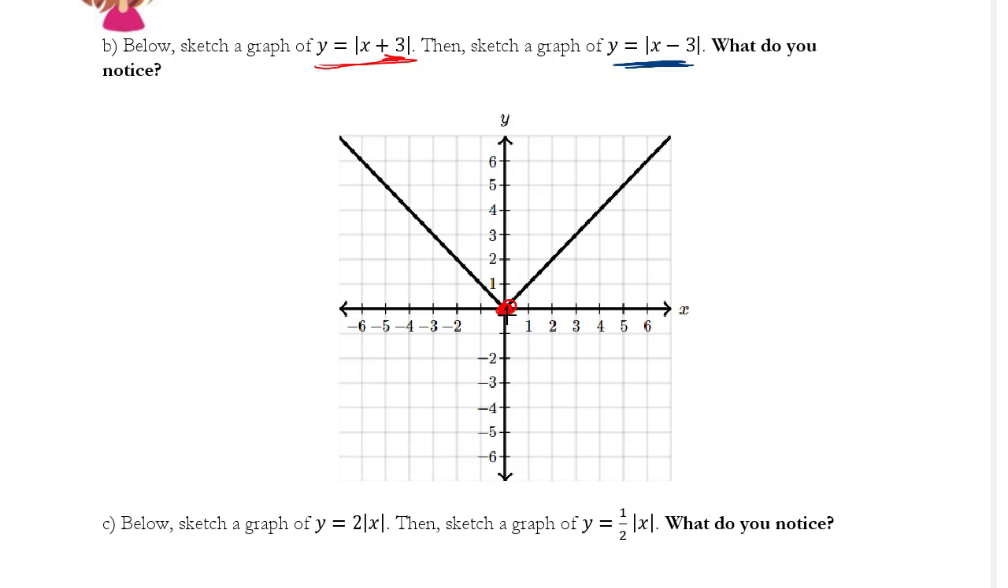And so what we want to do is think, I'm just going to do some notes over here. We want to think, what value of x, what number could I put in there to get out a y value of 0, right? Because again, this point is 0, 0. It has a y value of 0.